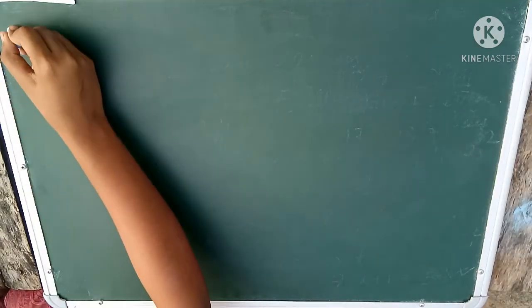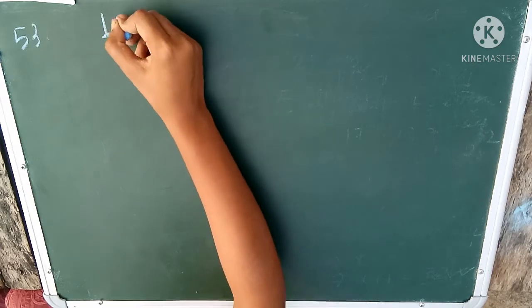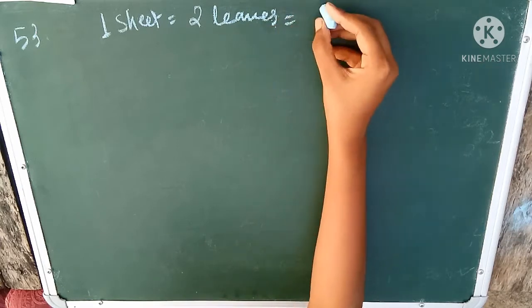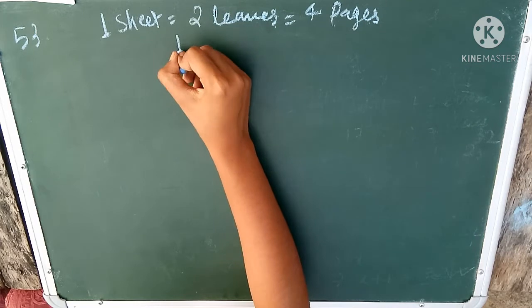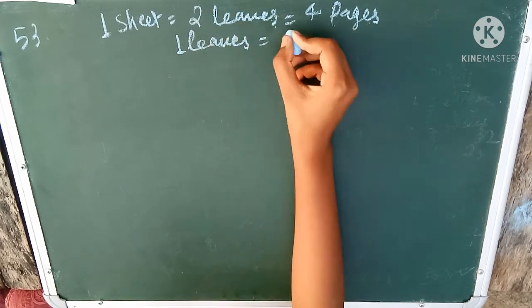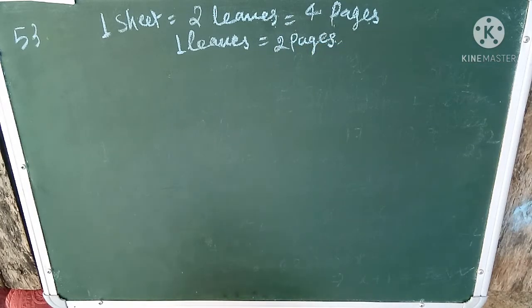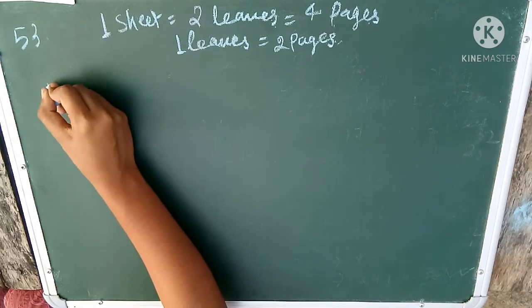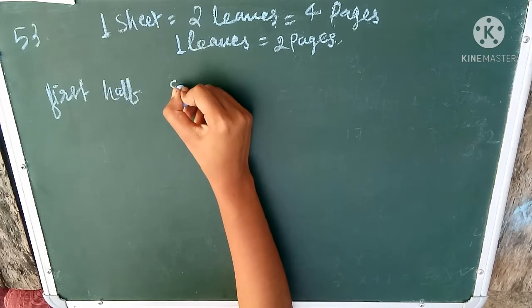Question number 53 says that here we have one notebook which consists of sheets folded in the middle and stapled, and it is given that one sheet is equal to 2 leaves, and in terms of pages is equal to 4 pages. So from here we can find out that 1 leaf is equal to 2 pages, and it is given that the notebook is divided into 2 equal parts, the first half and the second half.